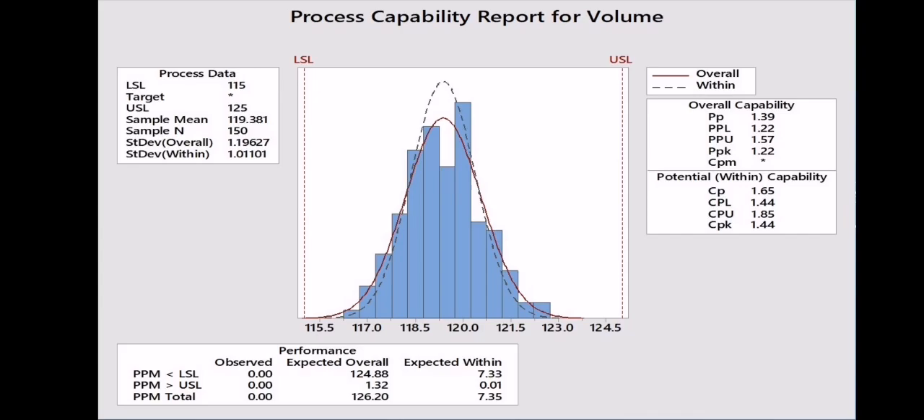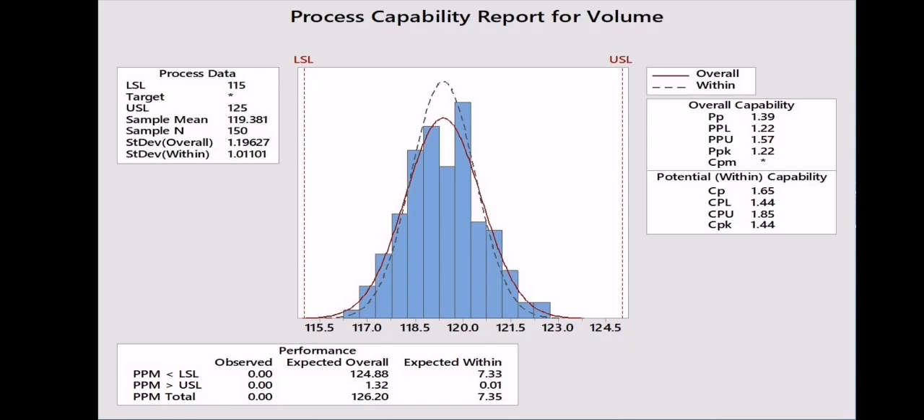Now, if we go back to our slide, on the right side of our process capability report, you can see the CP value is 1.65, the process within capability. In the final panel on the right hand side, CP is 1.65. That's greater than 1.33. So if this process is centered, it can comfortably satisfy the specification limits.